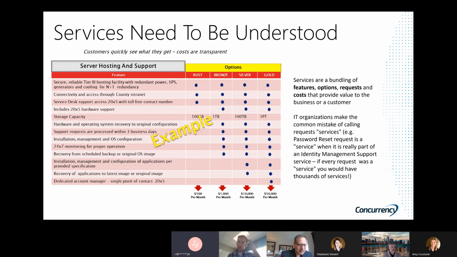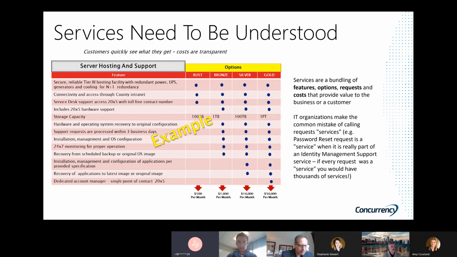All right, so what does that mean? What's that relate to services? Yeah, so again, I need to understand what my services are. And the mistake that a lot of organizations make is they'll pick all the discrete tasks they do and call that services. So if I'm doing password resets or I'm installing a new server, they say that's my service. And the problem is there could be hundreds or thousands of those in the organization. You can't manage to that.